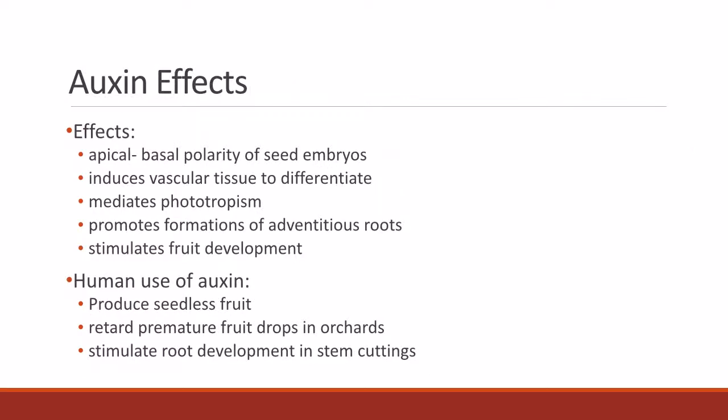Auxin effects. Auxin effects include apical-basal polarity of seed embryos, inducing vascular tissue to differentiate, mediating phototropism, promoting formation of adventitious roots, and stimulating fruit development. Humans use auxin too. They use auxin to produce seedless fruit, to retard premature fruit drop in orchards, and to stimulate root development in stem cuttings.